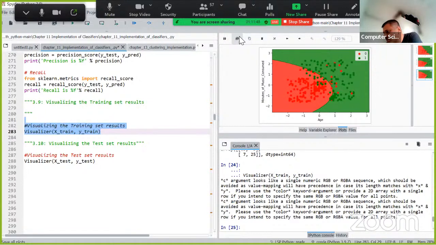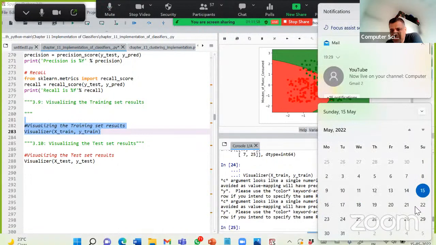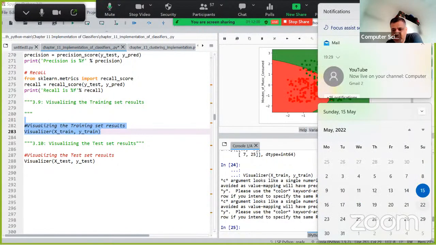So yeah, now we have a lot of students from Thapar. So what I am thinking is that our next class will be on 22nd. So from 22nd May, we will be discussing the text classifier that I told you about.